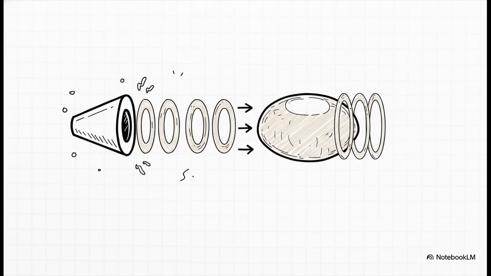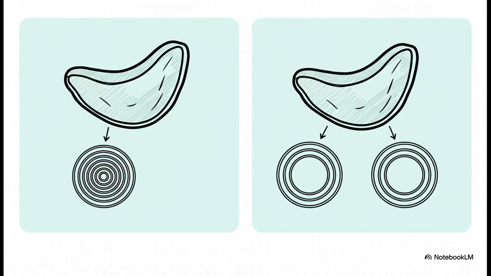So how does that common reflection system work? Well, it's elegantly simple. The topographer projects a series of concentric rings of light, the Placido discs, onto the cornea. The cornea acts just like a convex mirror, reflecting those rings back. The instrument then captures and analyzes that reflection to map out the surface. The key to interpreting that reflection is simple. It's all about the spacing of the rings. Where they're close together, the cornea is steeper and more powerful. Where they're spread apart, the cornea is flatter and less powerful.